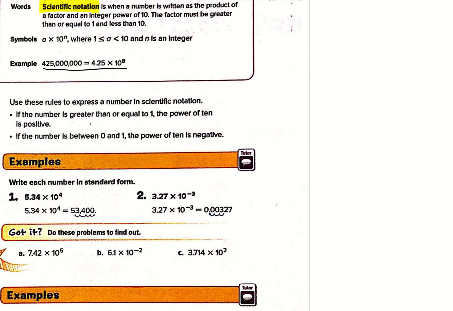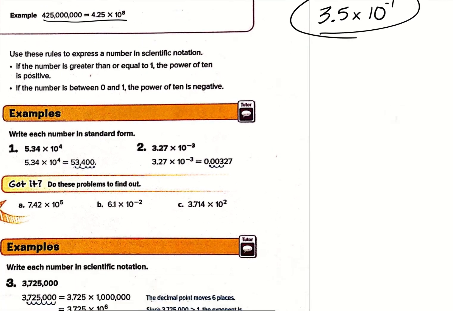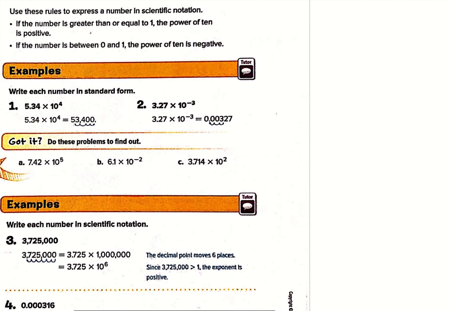Another example would be if we're going to do 35. The scientific notation of that would be 3.5 times 10 to the power of -1. I know this by itself without any explanation is probably a little bit confusing, but we'll look at it here with these examples.